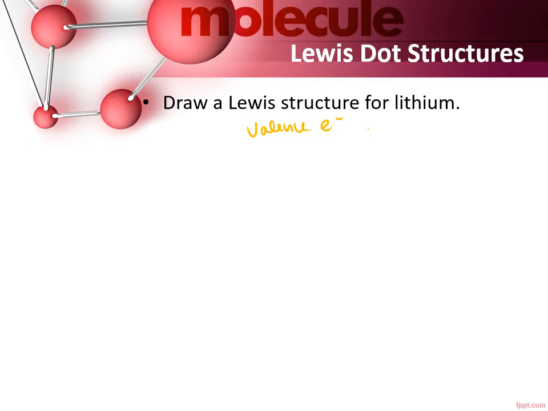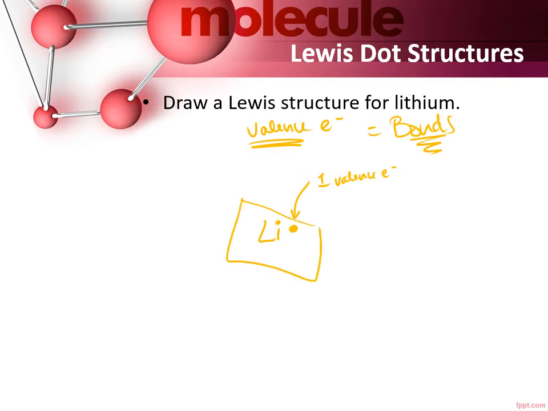valence electrons because these are the ones that are involved in chemical bonds. They are the most important electrons because they are the ones that help to make the bonds. So if I were to draw a Lewis structure for lithium, lithium has 3 total electrons, but I only want the valence electrons, so I'm going to give it 1 dot. And that dot represents the 1 valence electron that lithium has. This is it, the Lewis structure for lithium.